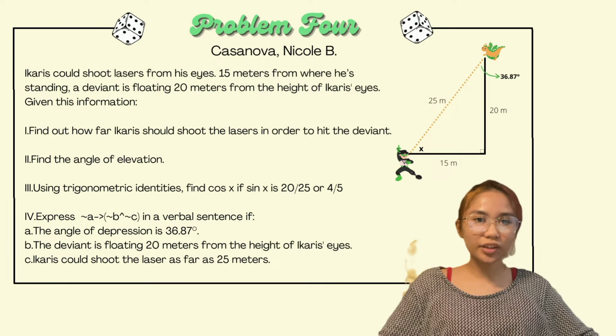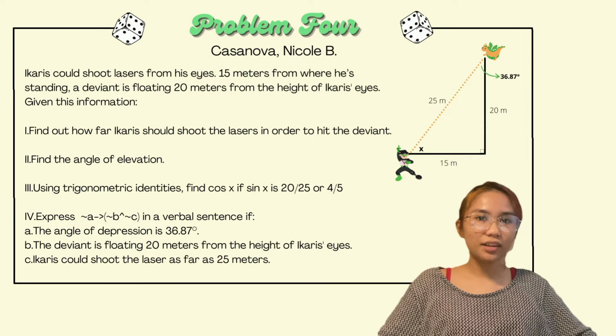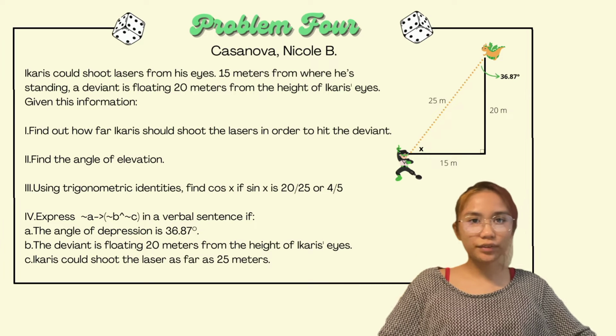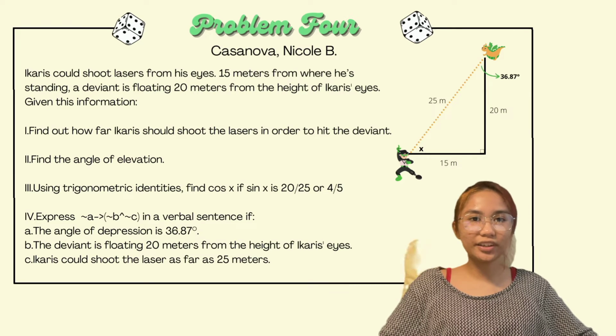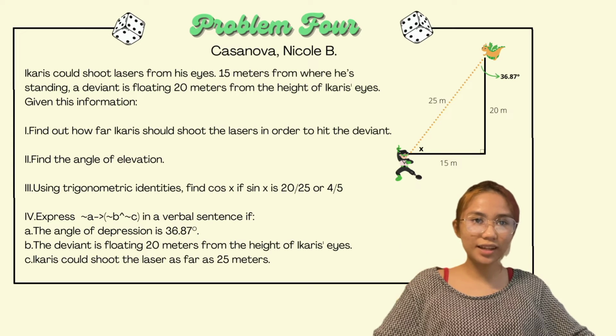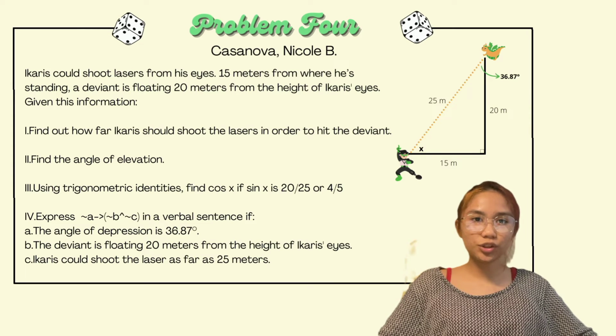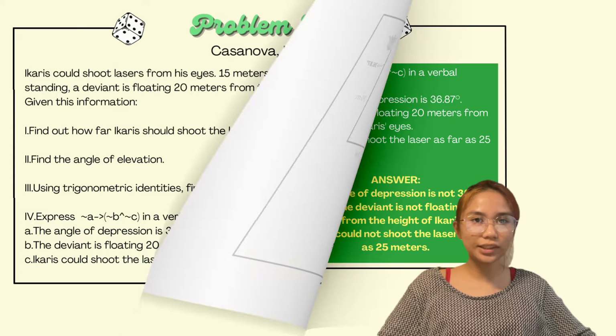Number 3, using trigonometric identities, find cosine x if sine x is 20 over 25 or 4 over 5. Lastly, express if not A, then not B and not C in a verbal sentence. If A, the angle of depression is 36.87 degrees, letter B, the deviant is floating 20 meters from the height of Icarus' eyes, and letter C, Icarus could shoot the laser as far as 25 meters.